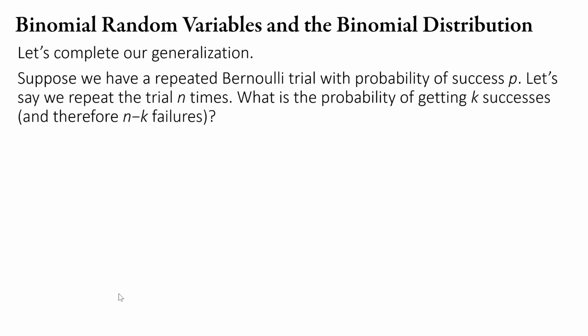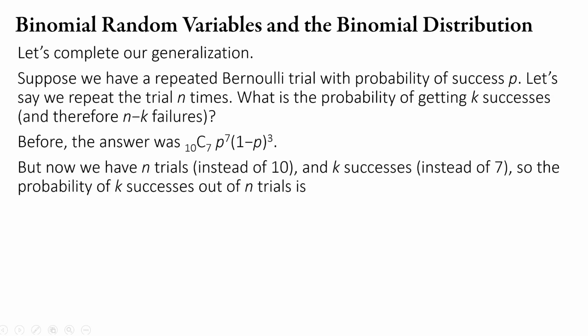Let's finish our generalization. So now we're going to do repeated Bernoulli trials with probability of success p. But instead of 10 times, we're going to just do it n times. We're going to replace that specific value with a variable. And then the same thing, instead of looking for 7 successes, we're going to be looking for k successes. We're going to replace that specific value 7 with a general value k. So I want to know, what's the probability of getting k successes out of n trials of a Bernoulli trial? Before, our answer was 10 choose 7, p to the 7th times 1 minus p to the 3rd. What we've changed is we now have n trials instead of 10 and k successes instead of 7. So that means I need to replace this with n, this with k, and this is 10 minus 7, which I want to replace with n minus k.